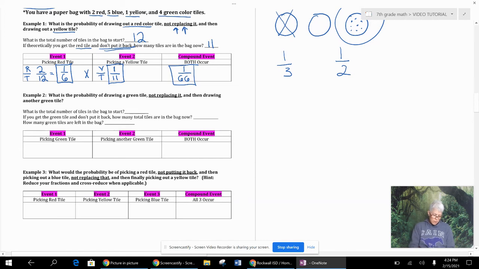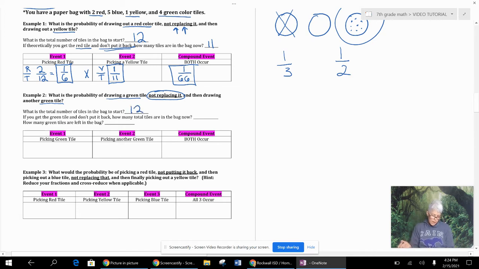What is the probability of drawing a green tile, not replacing it, then drawing another green tile? Now this is different. This is going to affect the numerator and the denominator of the fraction. So let me show you what I mean. So the total number of tiles to start, we're going back to pretend all the red and the yellow are back in the bag. Okay, so the total number are 12.